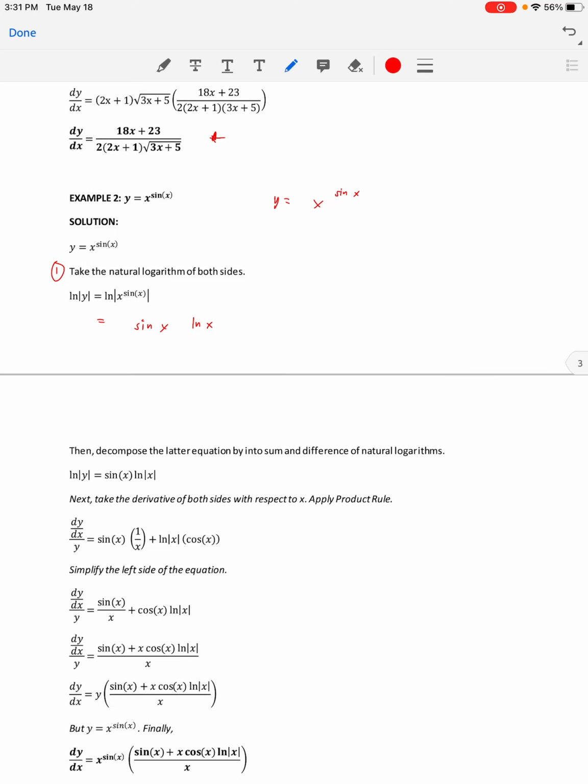Next is take the derivative of both sides with respect to x. So, pwede na to siya gamitan og derivation process. So, ang sin x would be derived in its own right. Then, ang ln x can be derived. Pwede ni siya gamitan og power rule.